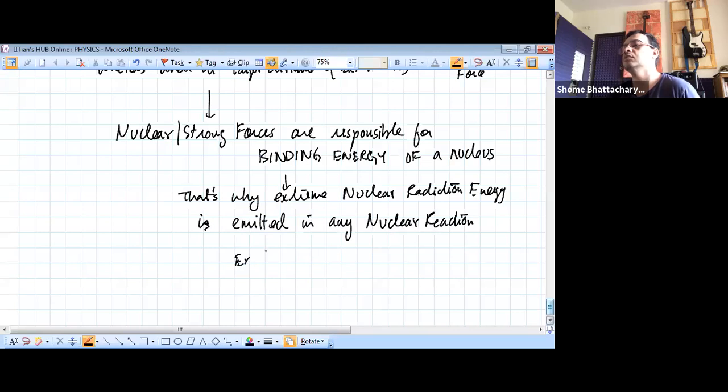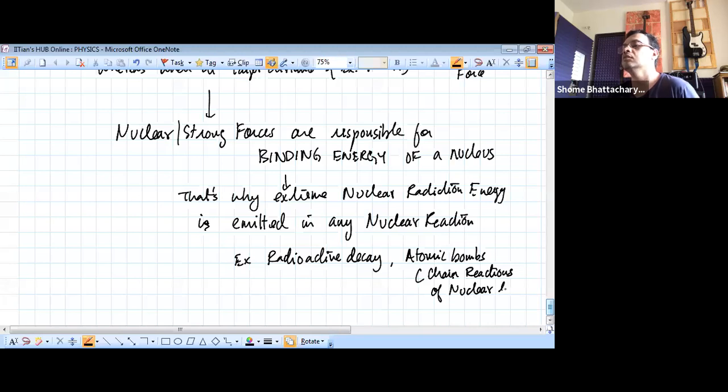So, for example, radioactivity. In radioactive decay, there is an extreme amount of radiation energy which is responsible. In the case of chain reactions in atomic bombs, there are chain reactions at nuclear level, or in atomic energy generation. A small amount of mass can give an extreme amount of energy.